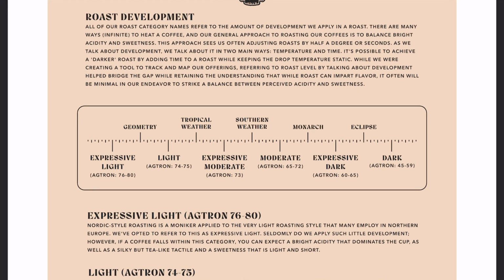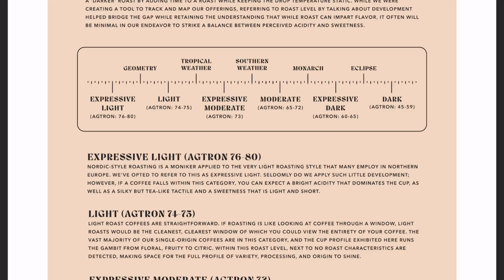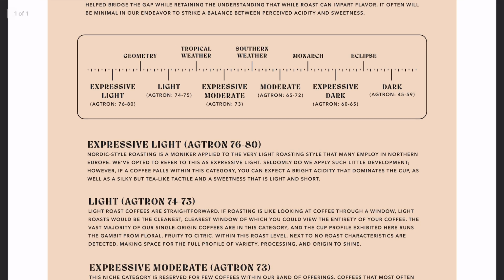Now this roast development has been made specifically for Onyx coffees, and these Agtron numbers are a scale that falls anywhere from like 80 down to like 59. 59 being the darkest, 80 being the lightest coffee we've ever roasted, and everything in between. So you can see we have the benchmarks on this one-pager as our blends, or what we call our evergreens, and this falls within expressive light all the way to dark.